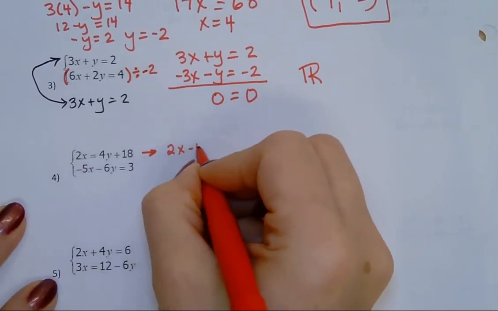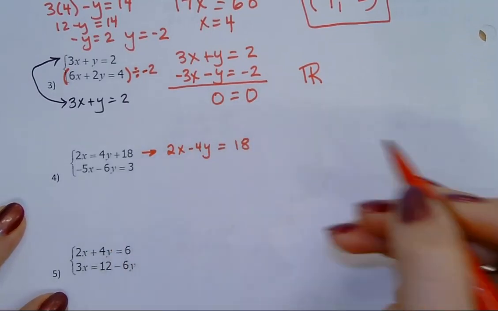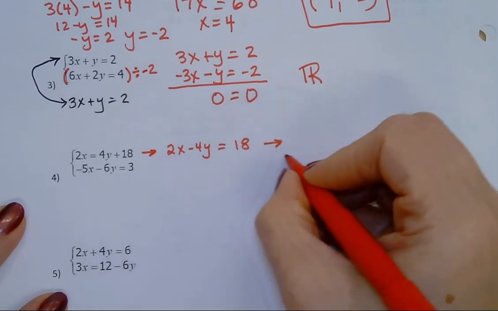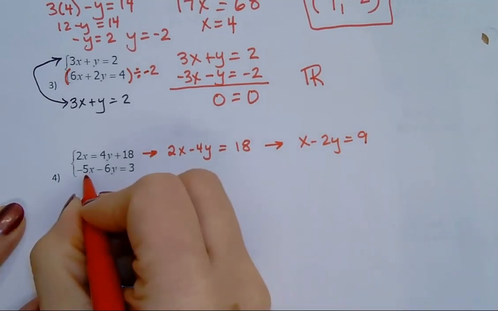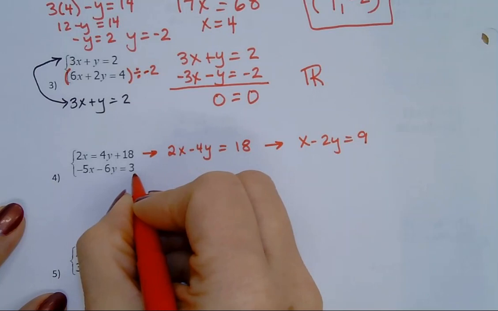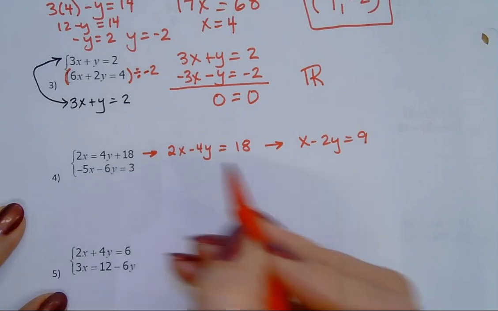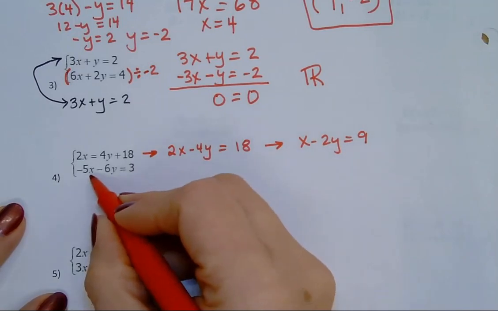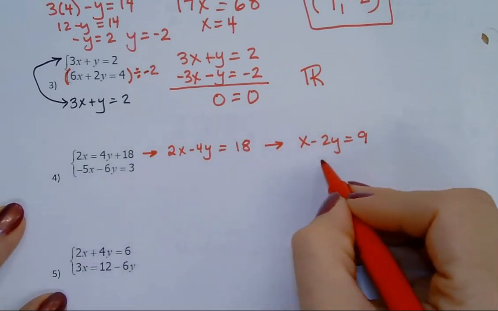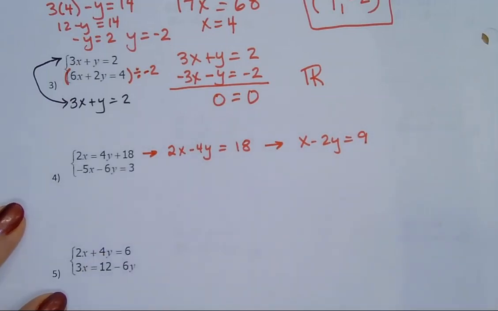First, I have 2x minus 4y equals 18. All I did was subtract 4y from each side. And now I'm going to divide everybody by 2. So I have x minus 2y equals 9. Okay. My other equation is -5x minus 6y equals 3. I want to either get rid of the x's or I want to get rid of the y's. So I can multiply by +5 up here, and then I would get rid of my x's, right? Or I can multiply by +3, and then I would get rid of my y's. Either way is fine. So whichever one you see that you want to work with is totally fine.